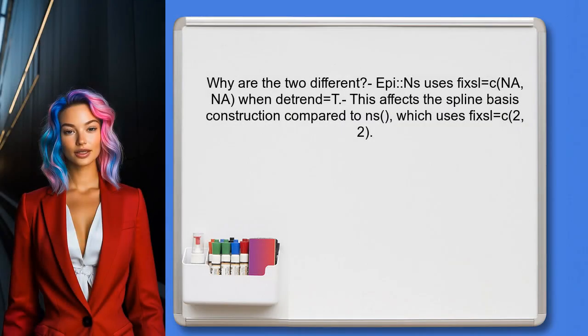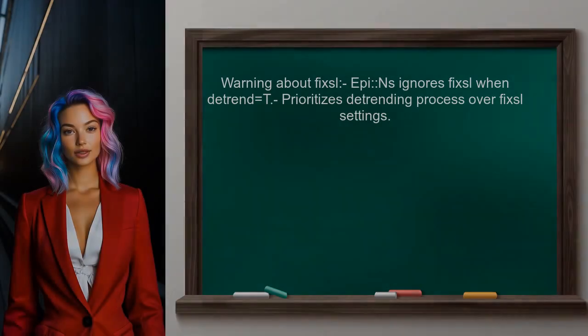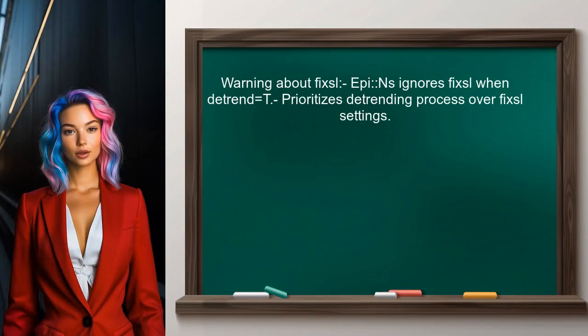Now, regarding the second question about why the two functions produce different results, it's important to note that when the user sets detrend to true in Epi ns, the function uses a specific method to determine the derivatives. This involves passing NA values for the fixed argument, which affects how the spline basis is constructed. The user also mentioned a warning about the fixed argument being ignored. This indicates that the Epi package is designed to prioritize the detrending process over the fixed settings, which may lead to different spline behavior.